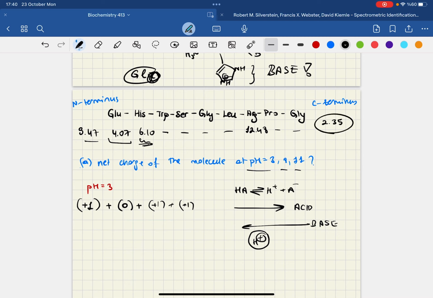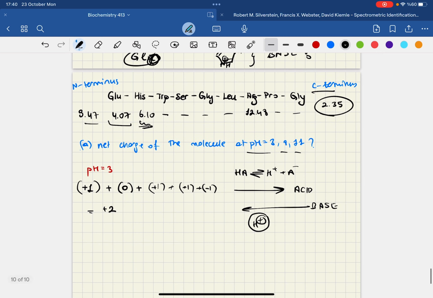And here the C terminus means carboxylic acid, so it's acid. All right, and then its pKa is 2.35, which means that it's really acidic. Even though the pH of the matrix is 3, C terminus tells that it's really acidic, so it will give out a proton, making it negatively charged. So what do we have at hand? We will have +2 as our answer.